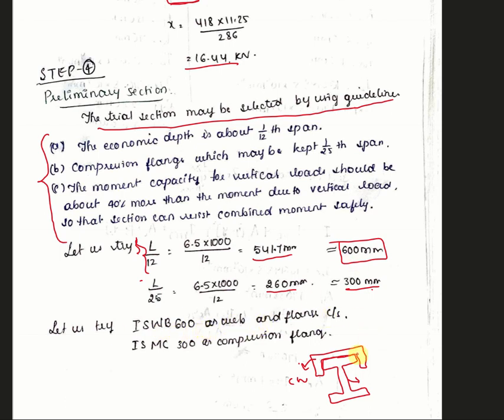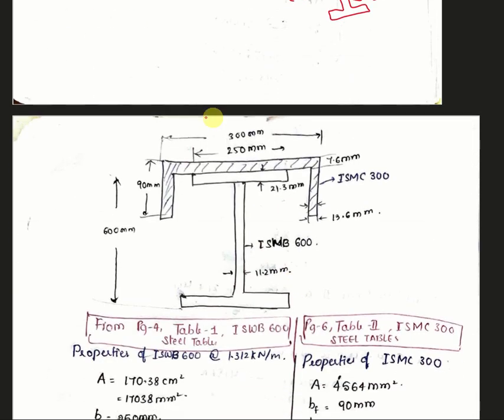As web and flange from the cross sections, sorry, I section, this I section, center, and ISMC, Indian Standard Medium Channel Section 300 as a compression plane. This is ISMC, and this is ISWB 600. So this is the diagram we have drawn. This is ISMB 600. As I said, this is compression plane ISMC 300.